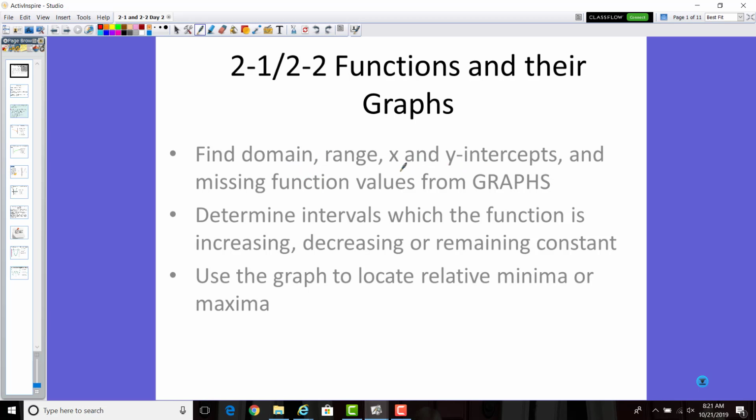We're also going to be able to describe x and y intercepts and then again use the graph to find some function values. We're also going to talk about increasing, decreasing, and constant intervals of the function. That is where our y values are going up, where our y values are going down, and where our y values are staying the same. And then we're going to talk about what we call relative maxes and mins.